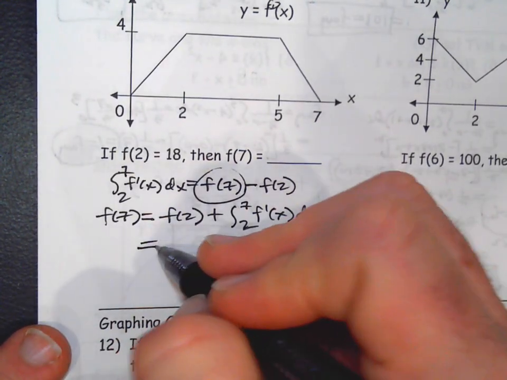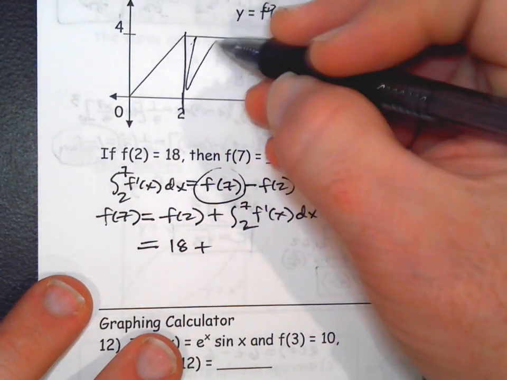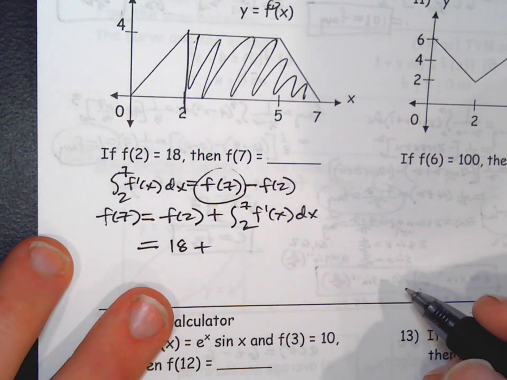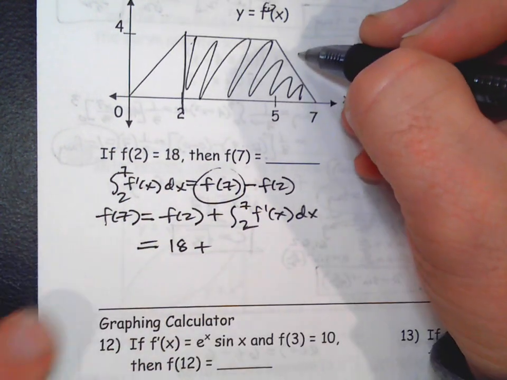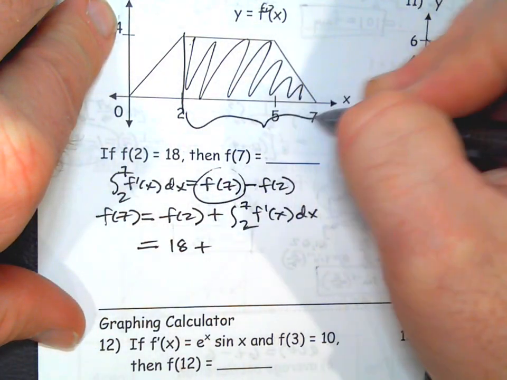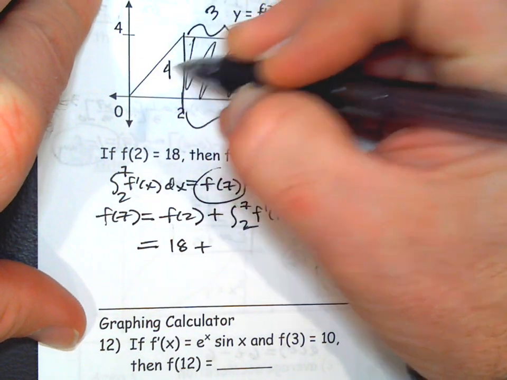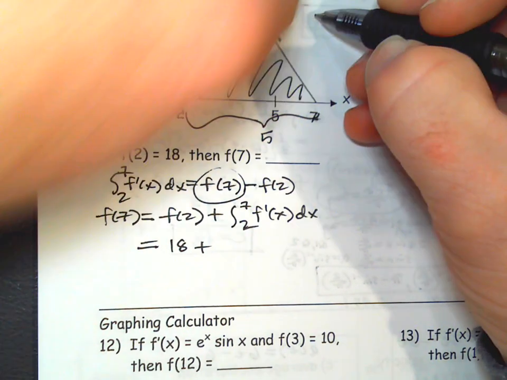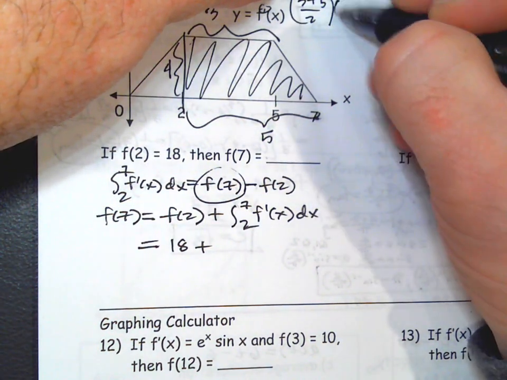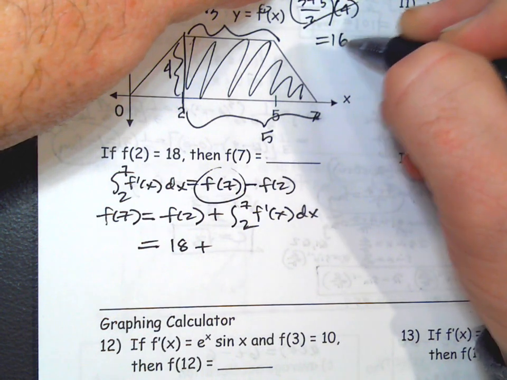Okay, so you have f of 2 is 18, and now we just got to find the area under the curve from 2 to 7. Now, I personally would just do that as a single trapezoid. The bases are 5 and 3, and the height is 4. So as a trapezoid, it'd be average of the bases, 3 plus 5 over 2 times the height would give you 16.